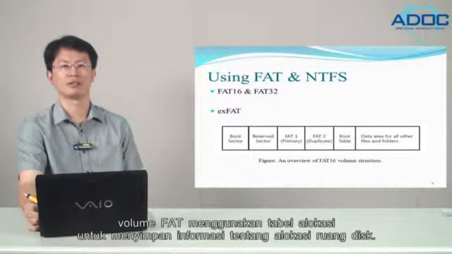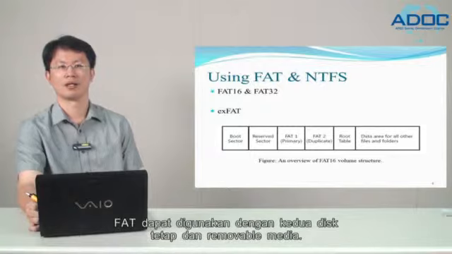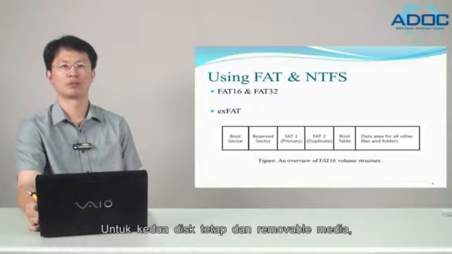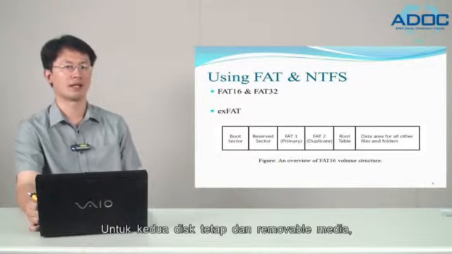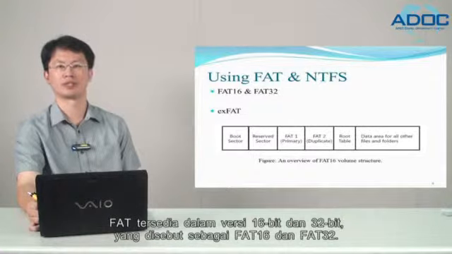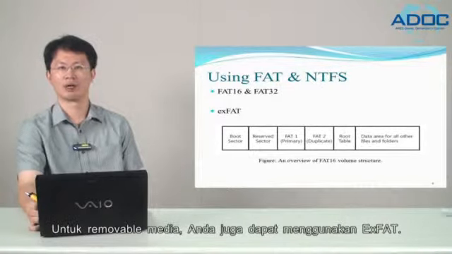FAT volumes use an allocation table to store information about disk space allocations. FAT can be used with both fixed disks and removable media. For both fixed disks and removable media, FAT is available in 16-bit and 32-bit versions, which are referred to as FAT16 and FAT32. For removable media, you can also use exFAT.